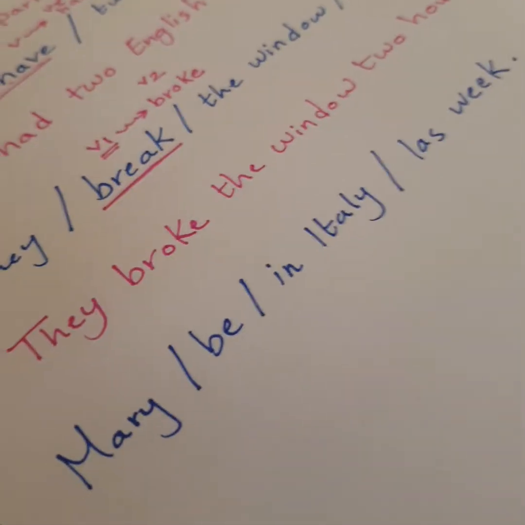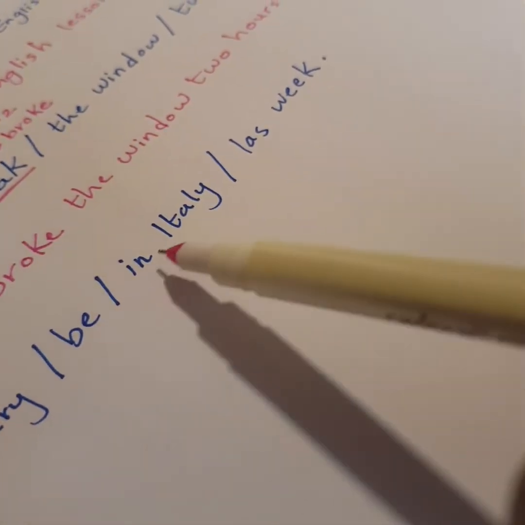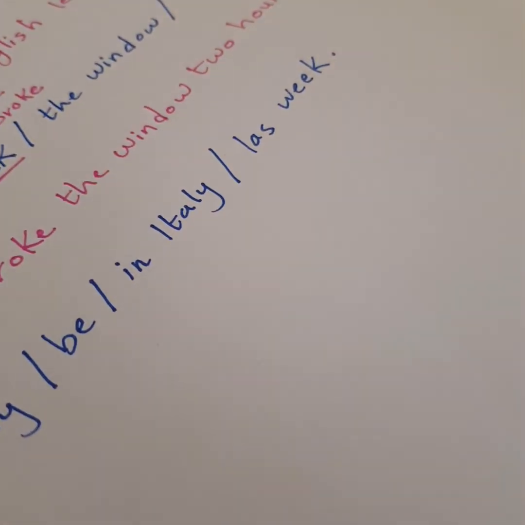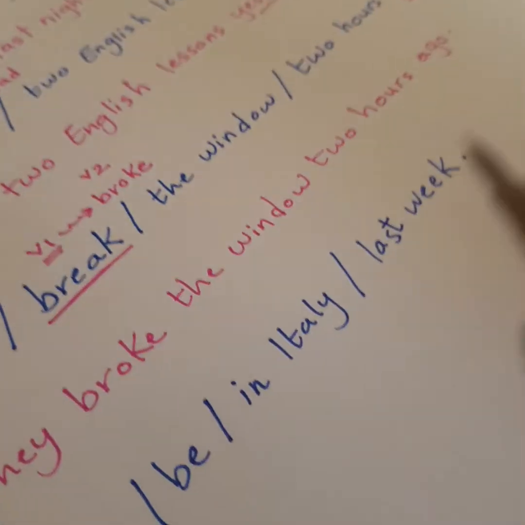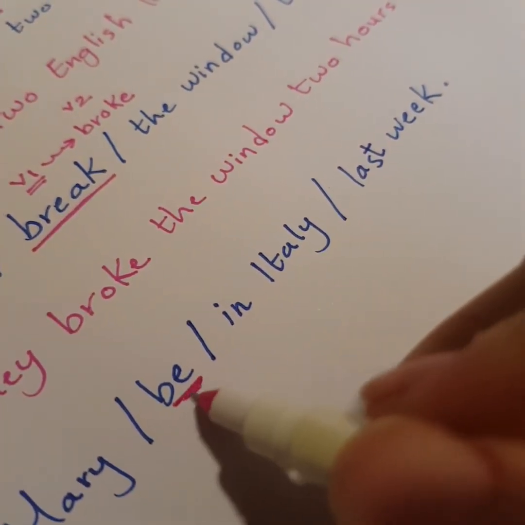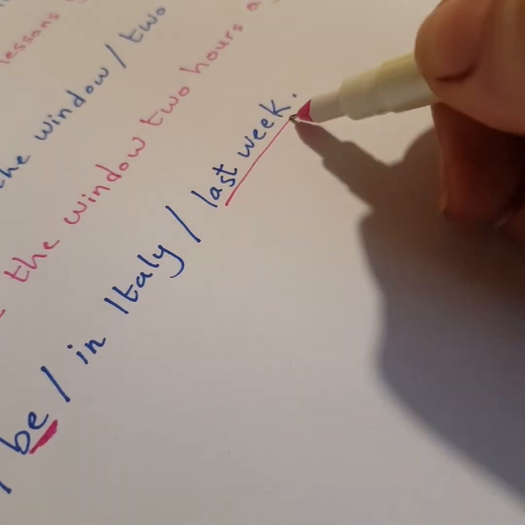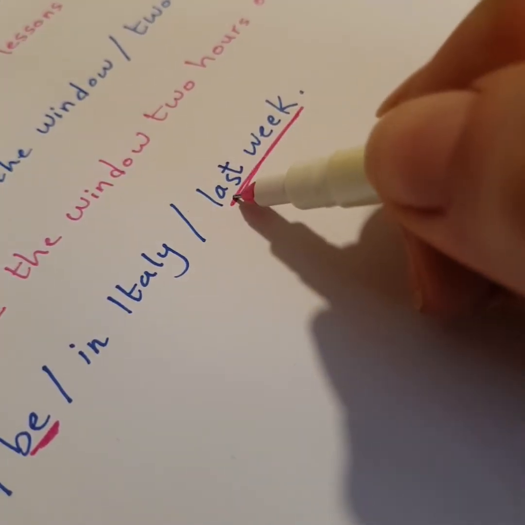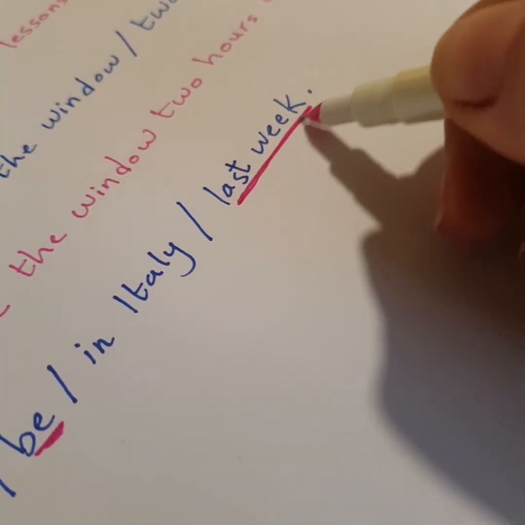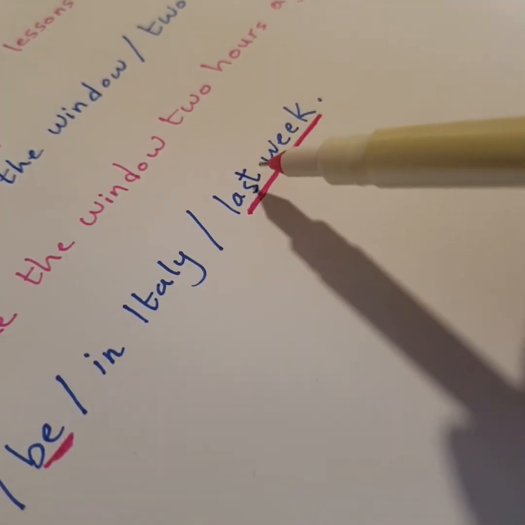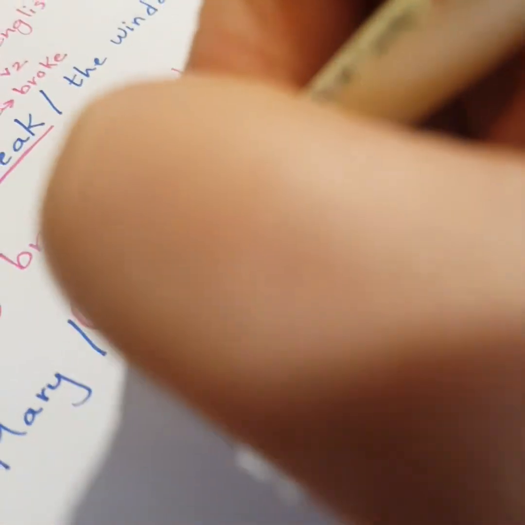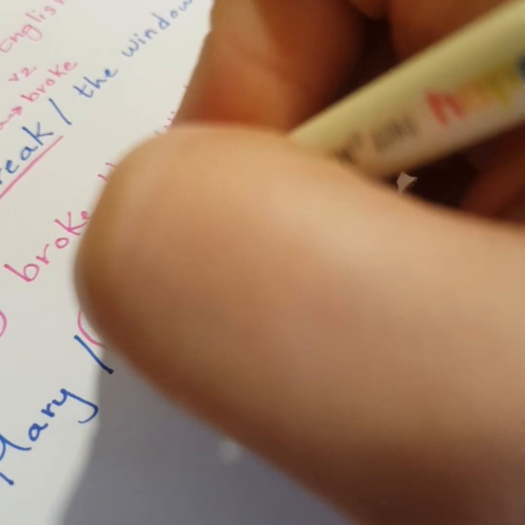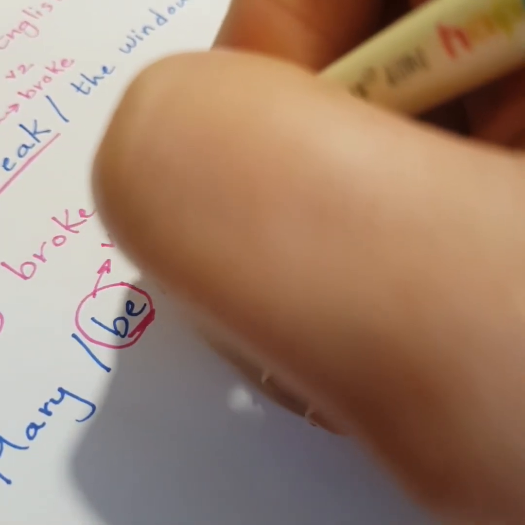Okay, we have Mary be in Italy last week. Last week. We have the verb be and we have last week. Okay, last week is a keyword that refers to the past, it takes us back to the past. So be, verb 1, we have to use the verb 2.